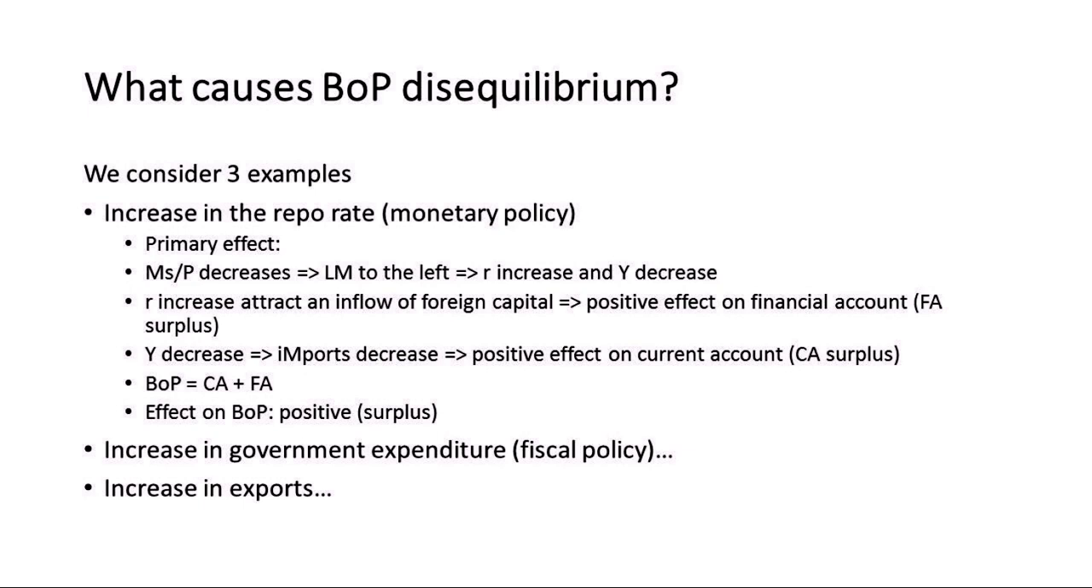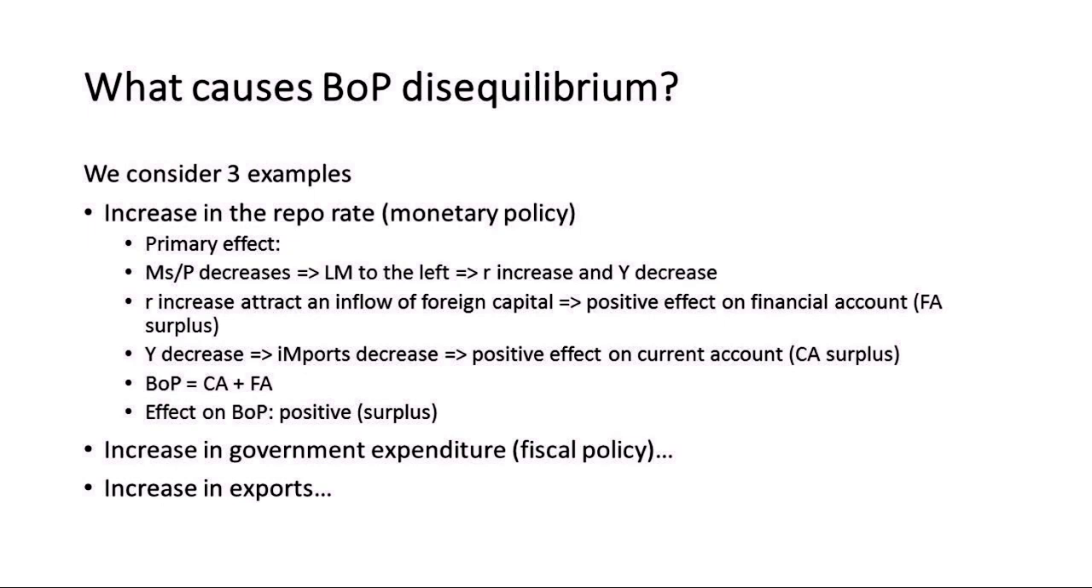Now, if there's an increase in the repo rate, the primary effect is that there is a decrease in the money supply. The LM curve moves to the left and interest rates increase and incomes decrease. Now, this is what you already know from chapter 2 and chapter 3. But now we have a foreign sector and there's a new dynamic that gets added. That increase in the interest rates attracts foreign capital inflow. So that means there's a positive effect on the financial account of the balance of payments.